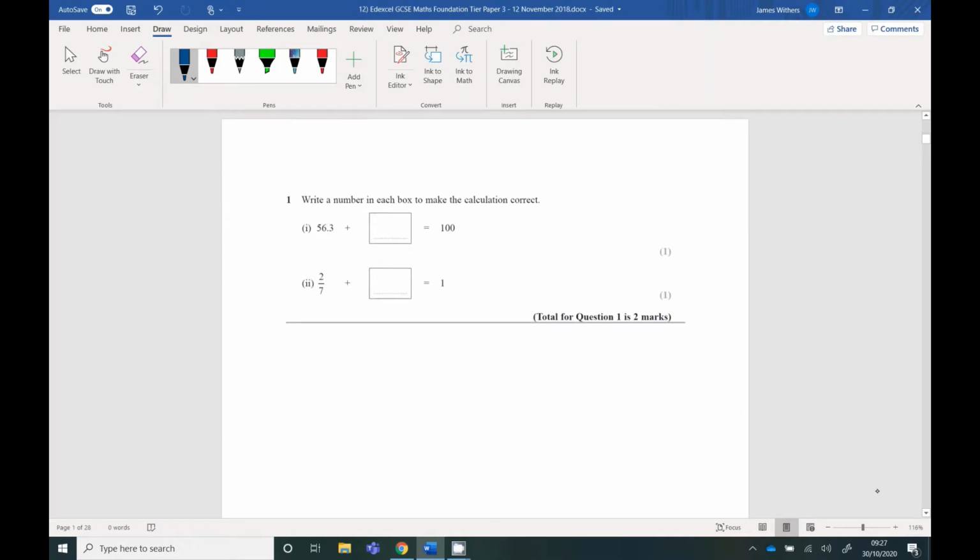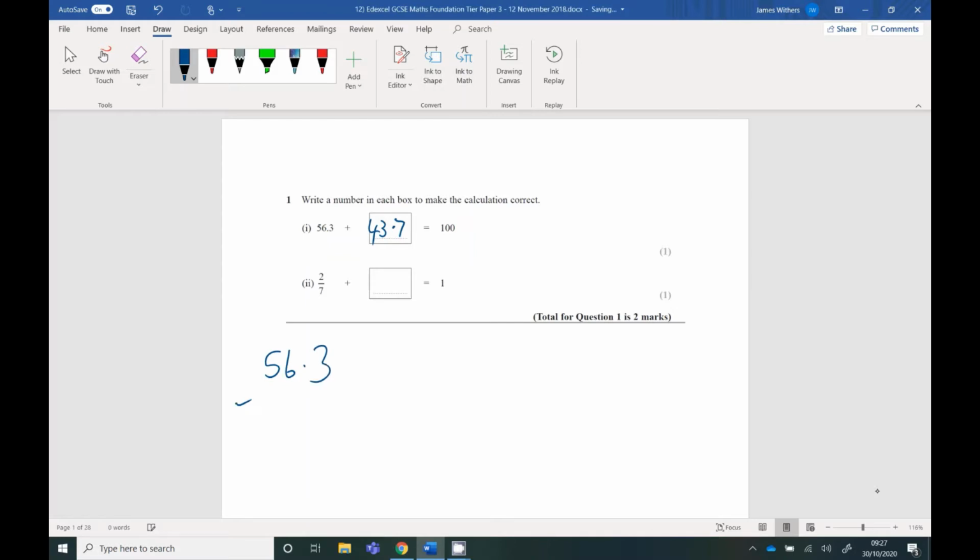So question 1, write a number in each box to make the calculation correct. So 56.3 plus what equals 100. So 0.7 will take us up to 57. Another 3 would take us up to 60, and then the 40 would take us up to 100. So let's just double check we've got that right.